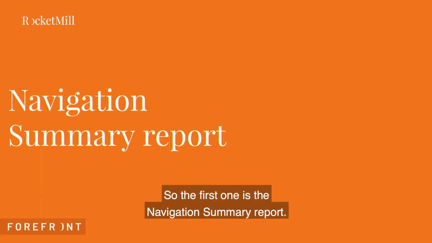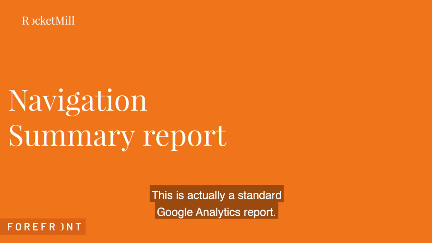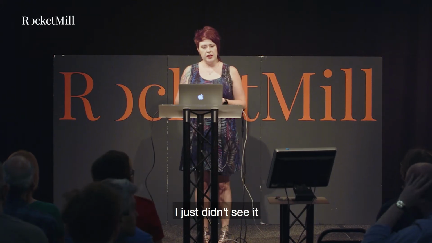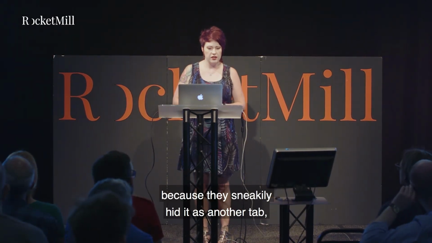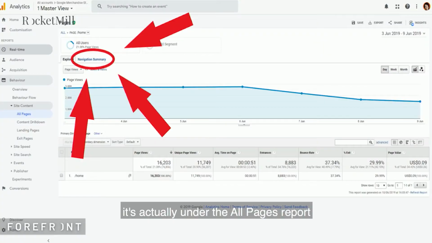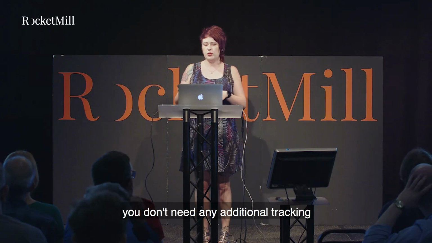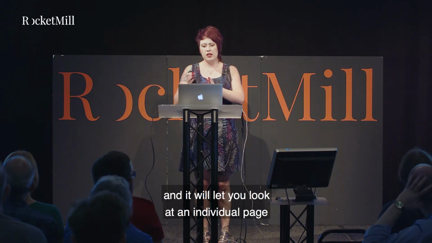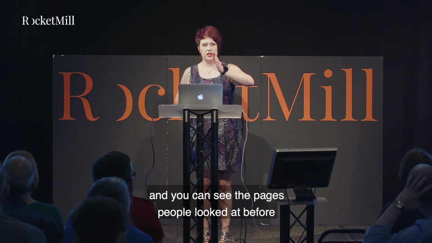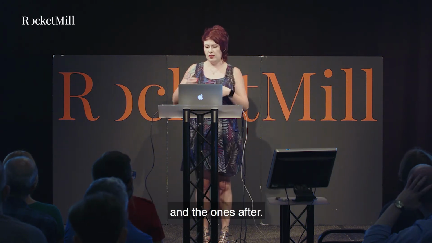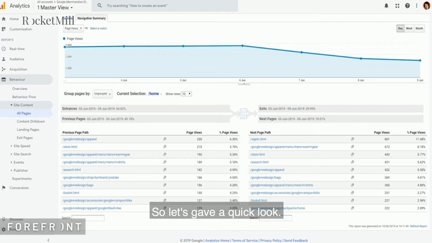So the first one is the navigation summary report. This is actually a standard Google Analytics report. I just didn't see it because they sneakily hid it as another tab. It's actually under the All Pages report. And the reason this is so useful, it's straight out of the box, you don't need any additional tracking, and it will let you look at an individual page and you can see the pages people looked at before and the ones after. So let's have a quick look.